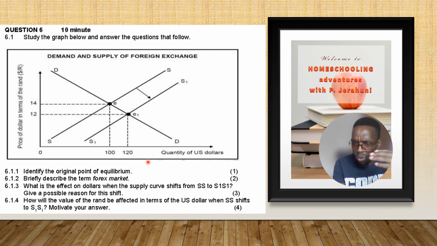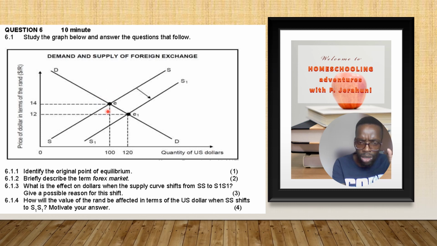Okay, what was the original point where our demand was meeting our supply? That's the original equilibrium point. At this point, you can see that this arrow here is indicating that the supply curve shifted to the right. Because the supply curve shifted to the right, where is it coming from? From SS. So the original equilibrium point is this one that is indicated E here.